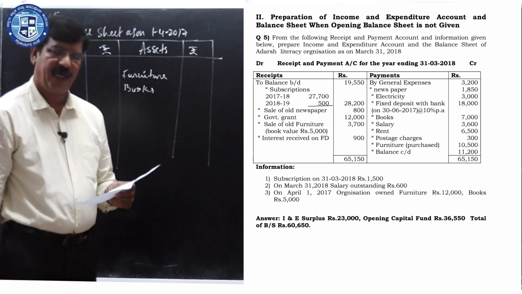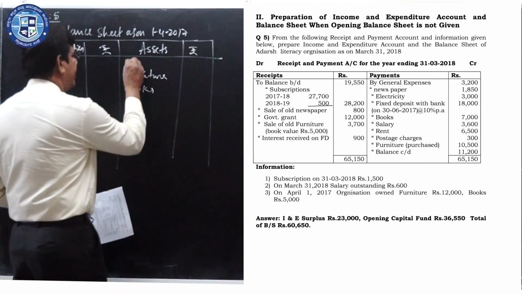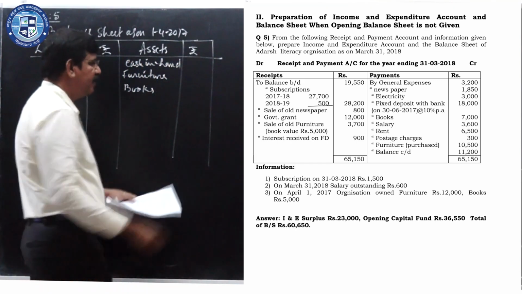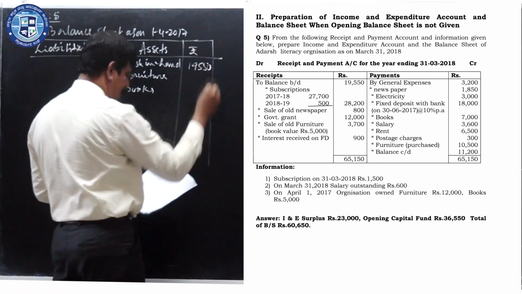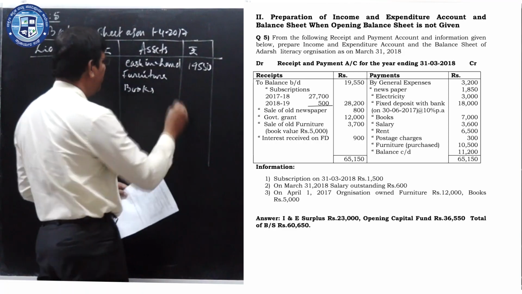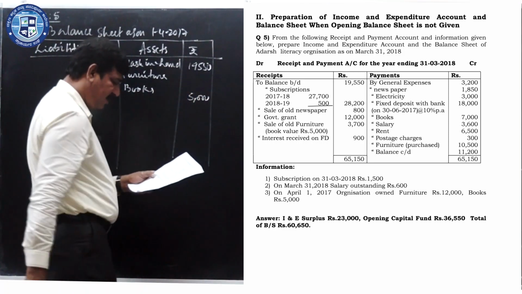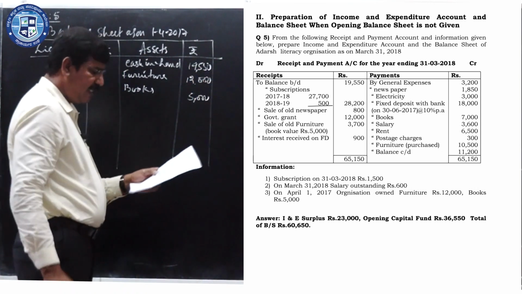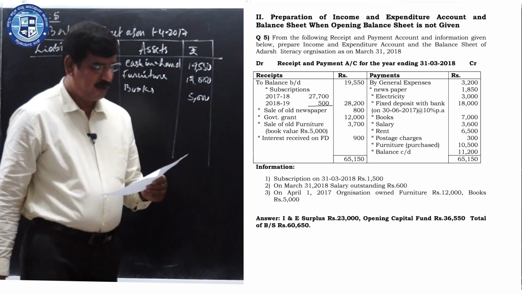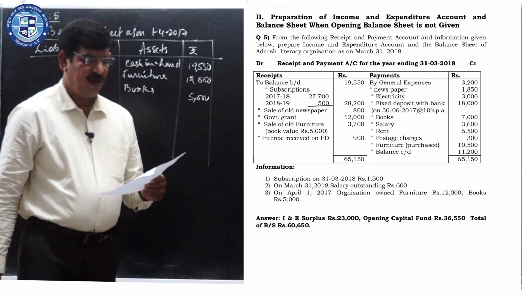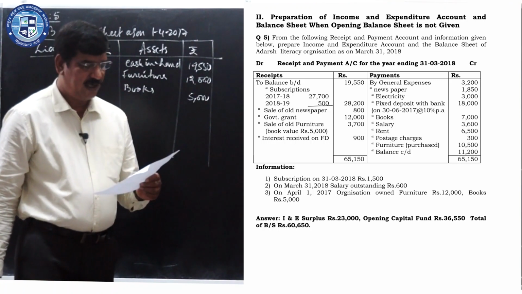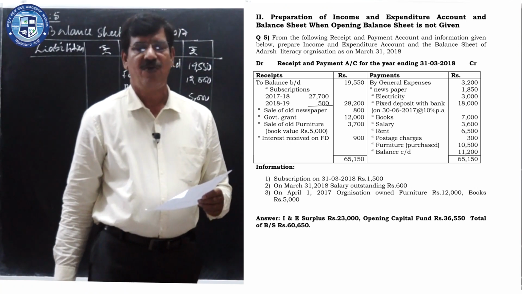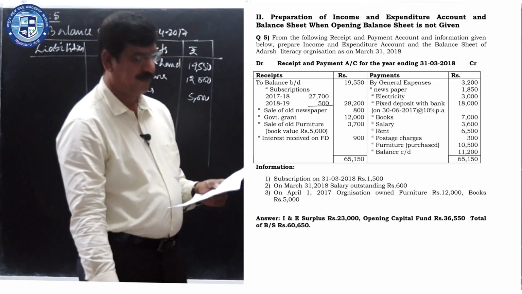on the top of receipt side, to balance brought down. So cash in hand is 19,550, and in the adjustment books 5,000, furniture 12,000. Is there any other items given? See, in the opening balance sheet it is given subscription 2017-18 27,700, 2018-19 500. It is the amount to be entered in the closing balance sheet.